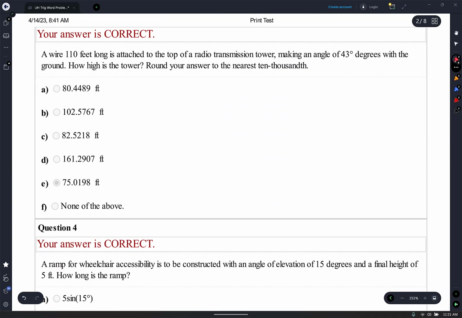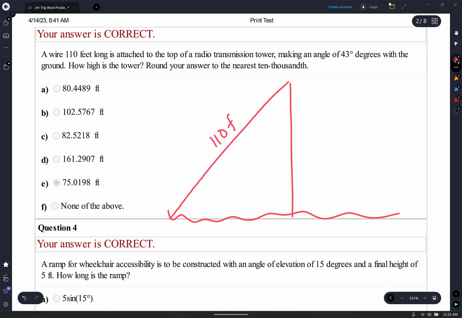A wire 110 feet long is attached to the top of a radio transmission tower, making an angle of 43 degrees with the ground. So here's the transmission tower, here's the ground, and the wire is 110 feet long. And the angle is 43 degrees with the ground. How high is the tower? Okay, so they want to know that. How high is the tower?